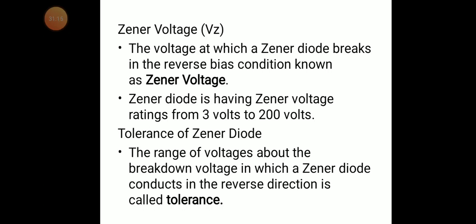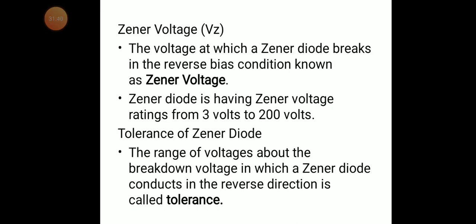The voltage at which a Zener diode breaks down in the reverse bias condition is known as the Zener voltage. Zener diodes have Zener voltage ratings from 3 volts to 200 volts. Next, the tolerance of a Zener diode. So what is the meaning of tolerance?